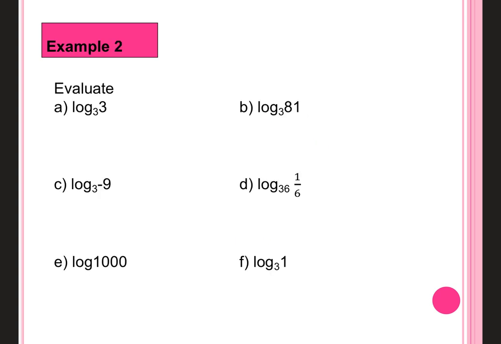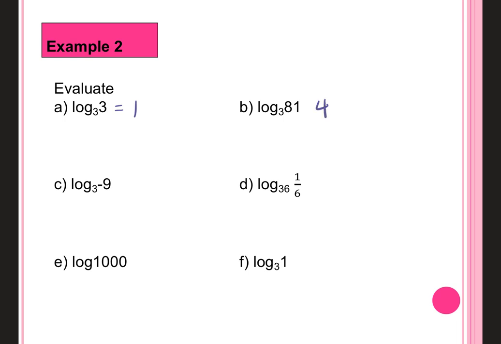All right, now again, quick mental math. So let's see if you can do these. Log base 3 of 3 would be what? 1, because 3 to the first power is 3. B, 3 to what power gives you 81? 4.